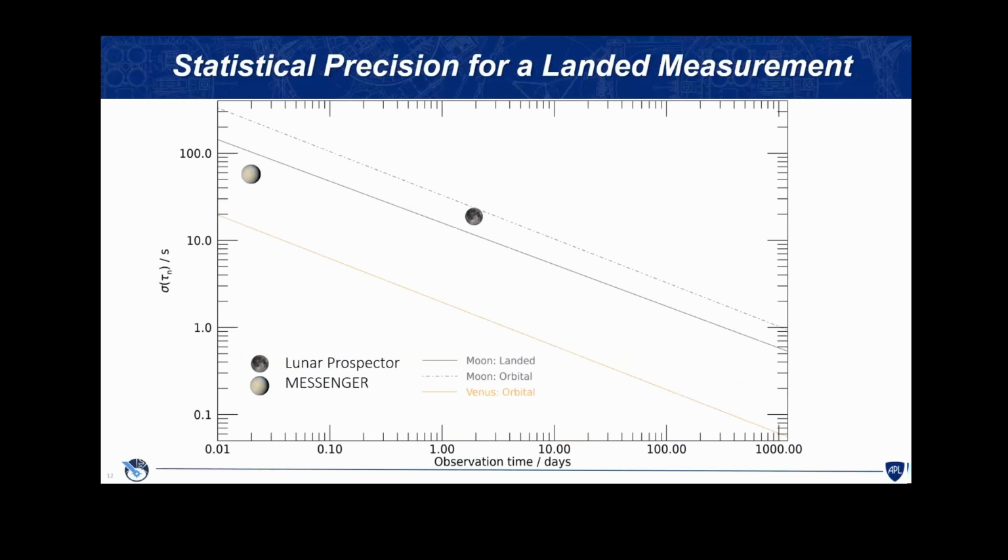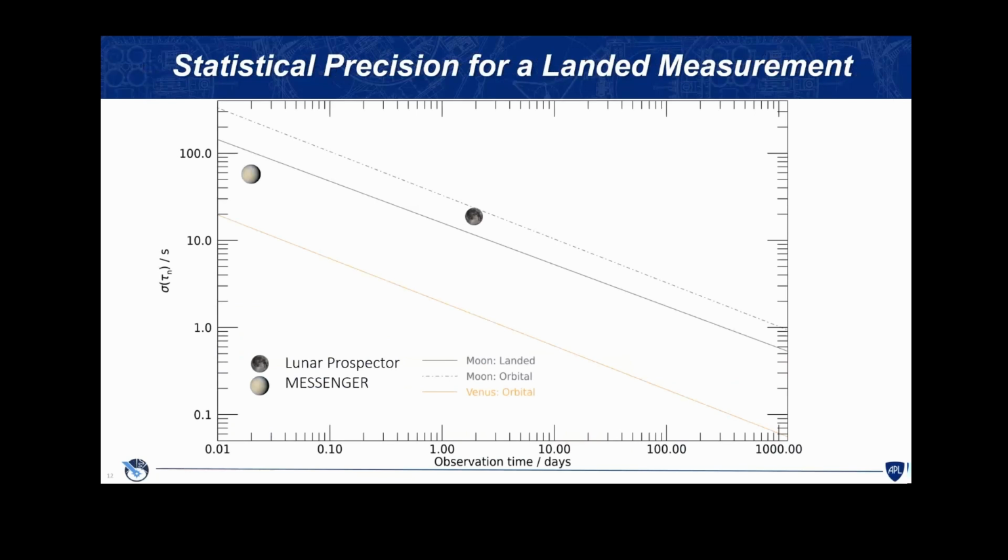Right, so the solid grey line in this figure here is a result of simulation, and what it shows is the expected statistical uncertainty on a lunar landed measurement of the neutron lifetime like the one that I just described. Also on this slide are the preliminary proof of principle measurements that we made and two additional curves showing the expected statistical uncertainties on orbital measurements.